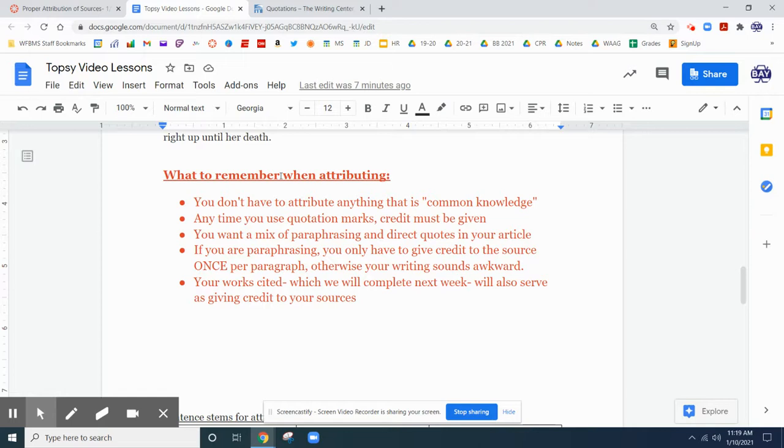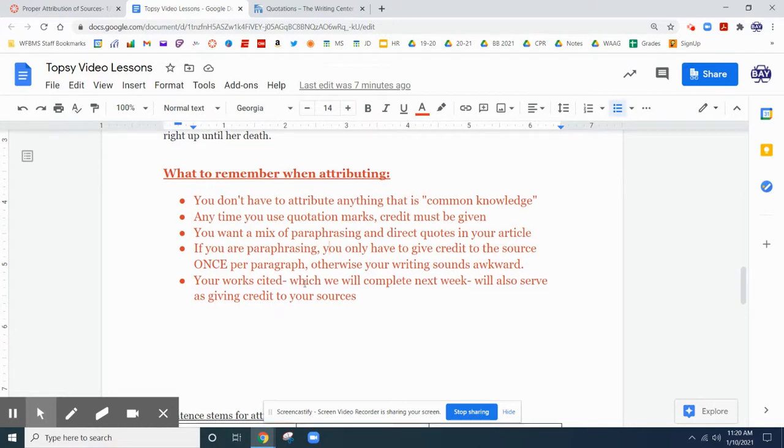You only have to do that according to paraphrasing sentence stem once per paragraph. You don't have to do it every single sentence. Even though you got that information from that source, you really only have to do it once per paragraph. That covers the entirety of the paragraph. And then finally, your works cited, which you will do next week, will serve as giving credit to your sources as well. So it's not just attributing within your article, but the works cited will help.